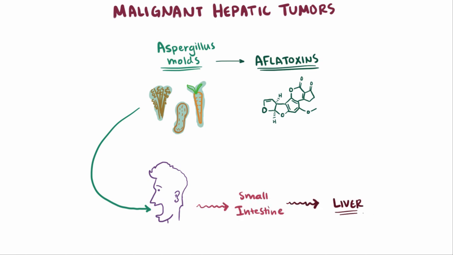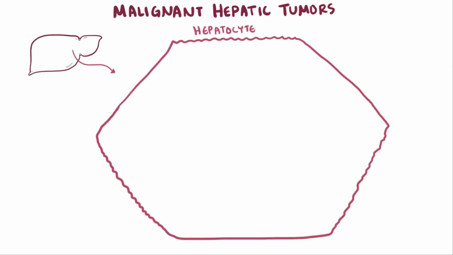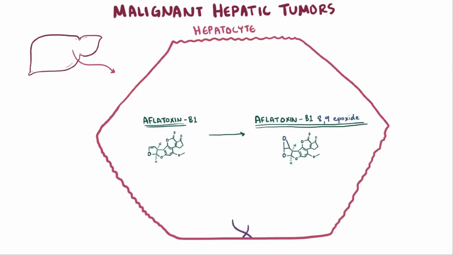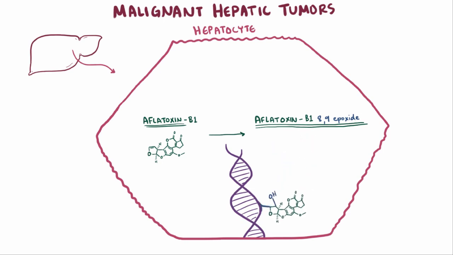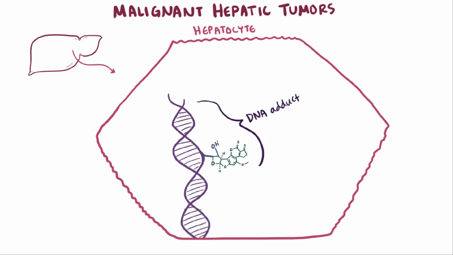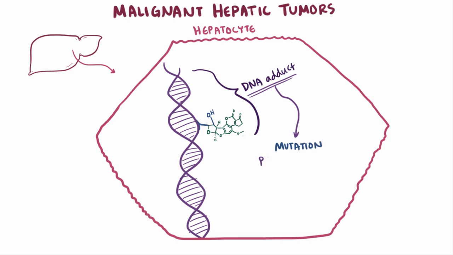The most potent type of aflatoxin thought to be involved in carcinogenesis is aflatoxin B1, and when it gets to the liver, it's metabolized to aflatoxin B1-8,9 epoxide, and now this guy can bind right to DNA, called a DNA adduct. And this interaction leads to mutations in the p53 tumor suppressor gene, which usually, when it's functioning right, stops the formation of tumors. So if it becomes mutated and dysfunctional, tumor formation and carcinogenesis might follow.